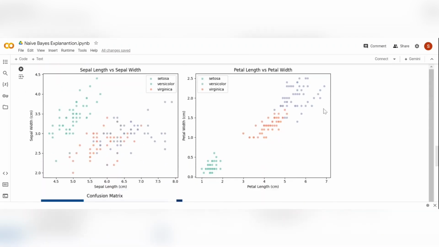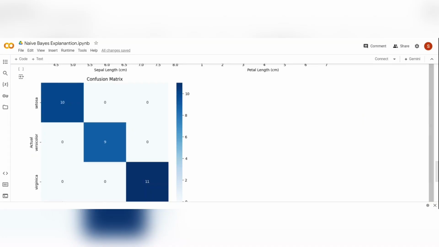At the end, we can visualize how these features are related to each other. Like if you see the sepal length versus the sepal width, you can see that there is no clear division or separation. But if you come to petal length versus petal width, you can see that the petal length increases, then so does the petal width. And over here, as the petal length decreases, then so does the petal width, as is in the case of setosa. The last matrix that we see is the confusion matrix.